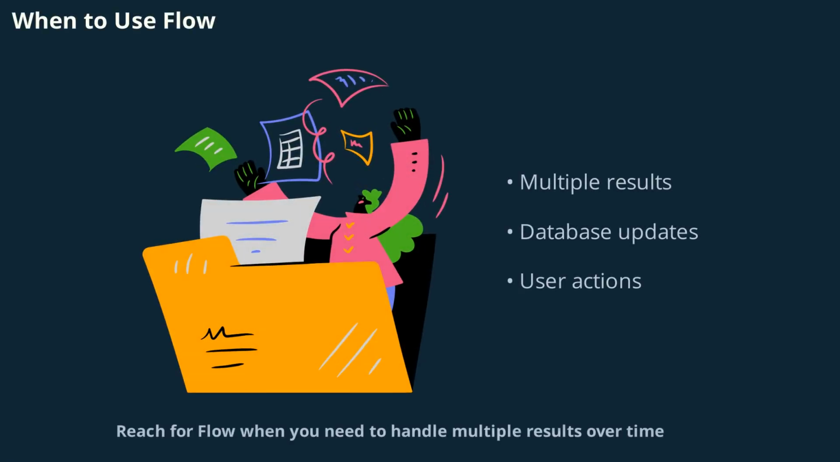Reach for Flow when you need to handle multiple results over time. This could be a stream of database updates, a sequence of user actions, or any scenario where data is emitted in batches. Flow helps you manage these streams efficiently, making your code more reactive and responsive to changes.